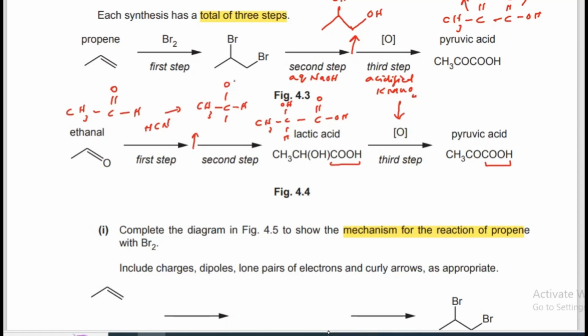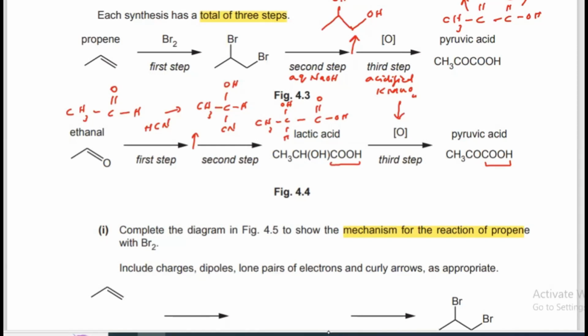Okay, so just add HCN here, H and then CN. So this is hydroxypropanenitrile. Now you have, I think, learned both the synthesis routes 4.3 and 4.4. Now let's talk about the questions.